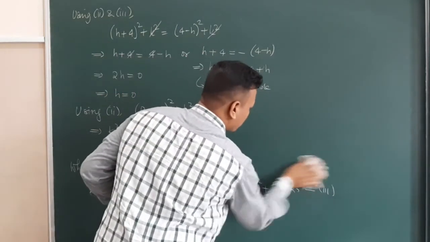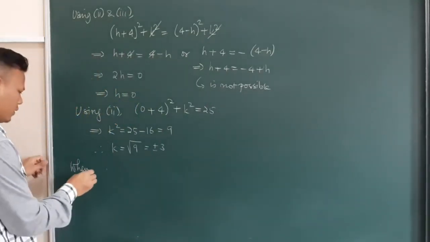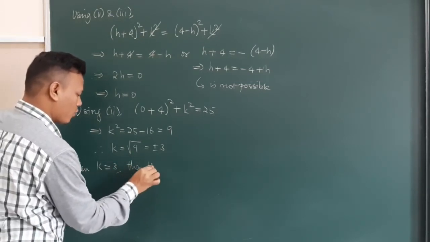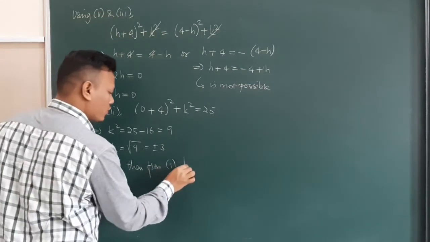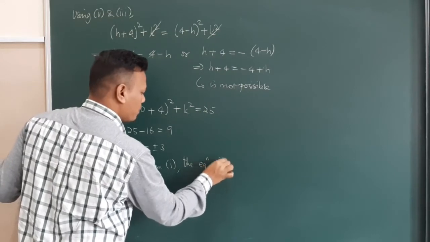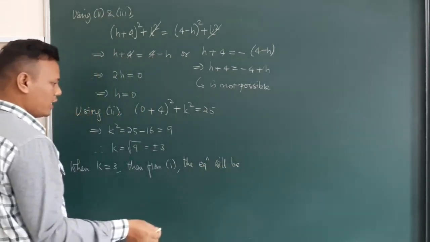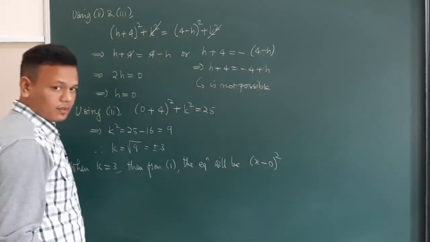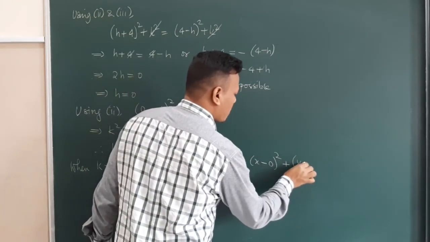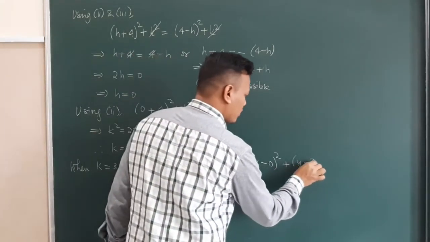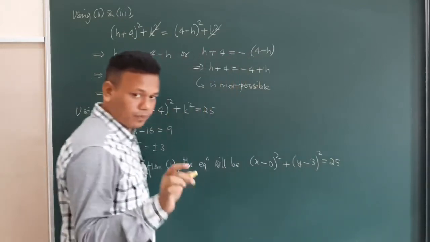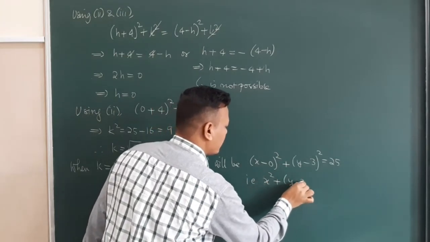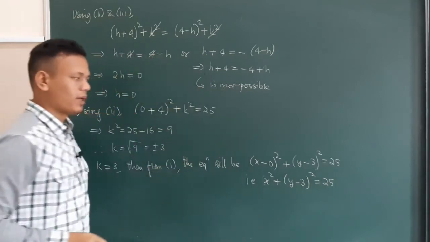Remember equation number 1. When k equals 3, from 1 the equation will be (x - h) whole square plus (y - k) whole square equals 25, where h is 0 and k is 3. So x minus 0 is x, giving x square plus (y - 3) whole square equals 25. This is one of my equations.